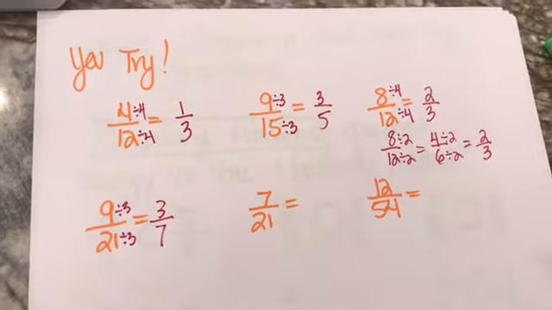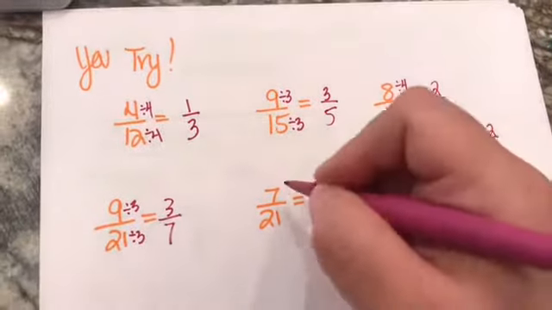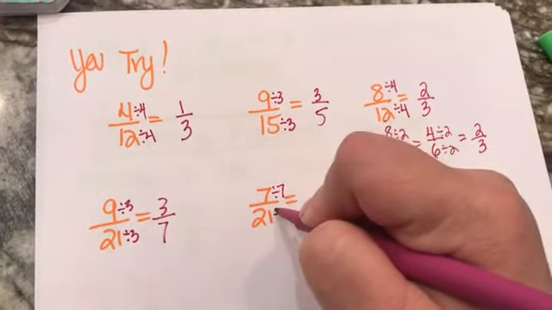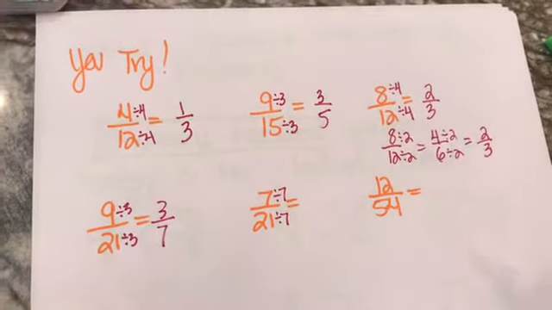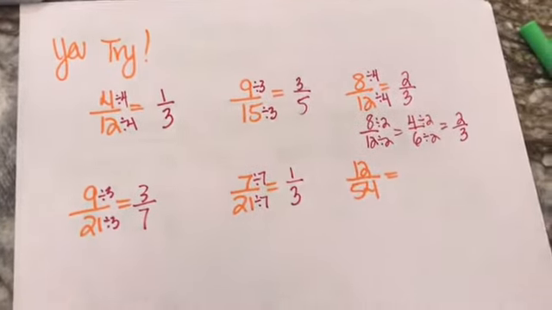So for this one, for example, I know that 7, the numerator, will fit into the denominator. So that means I'm going to divide by that numerator. 7 fits into 7 one time. 7 fits into 21 3 times.